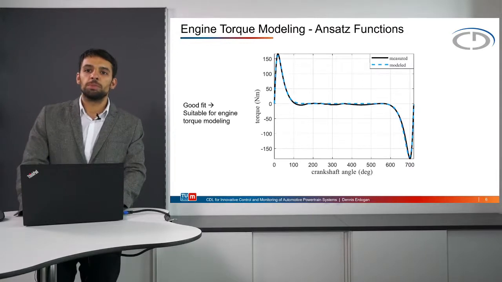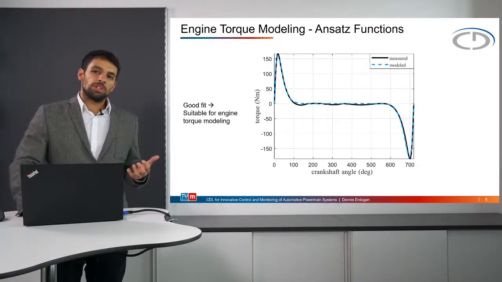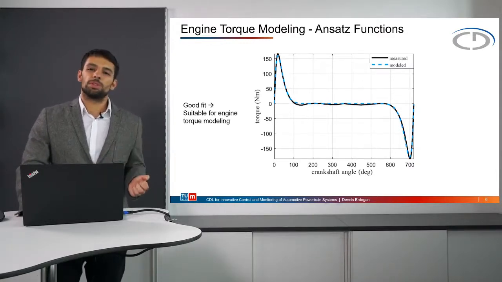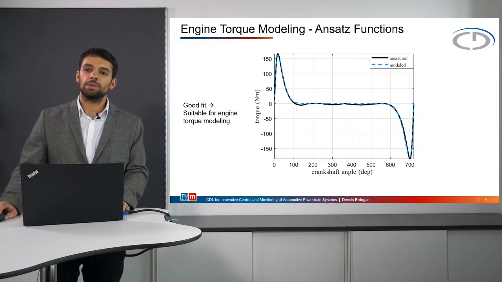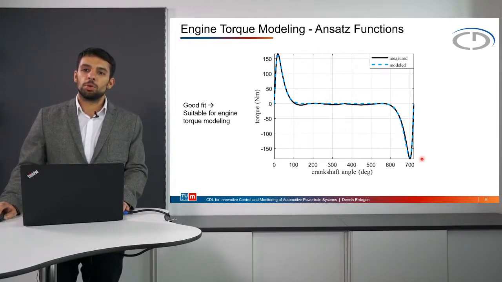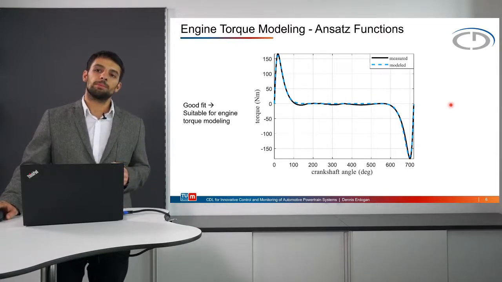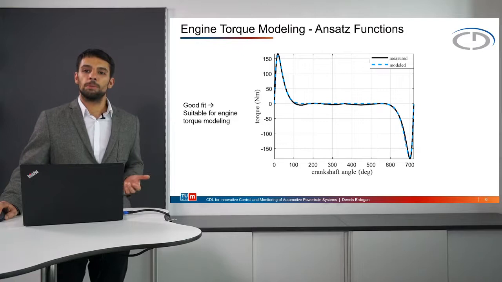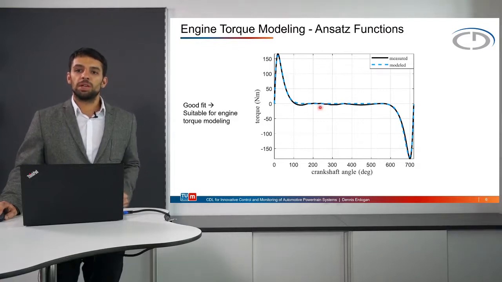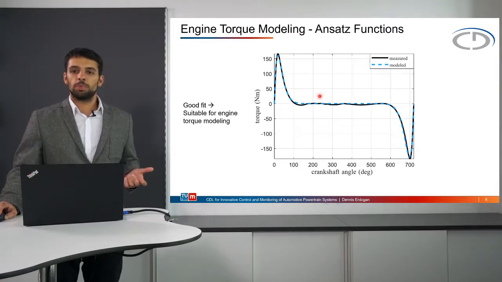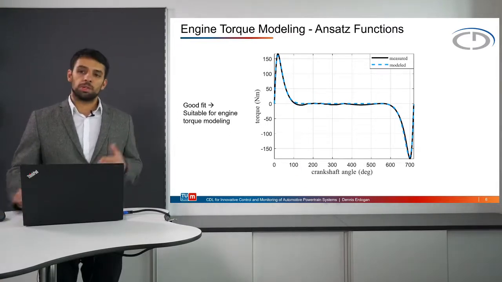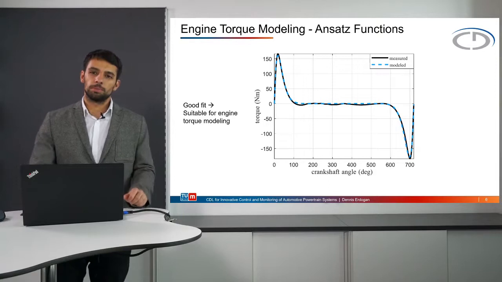This graph here demonstrates how well the torque can be represented. The black line shows the measured torque of a diesel engine, and the blue line is the fitted Ansatzfunction. The deviations in the center are caused by the gas exchange, and overall a good fit can be achieved.